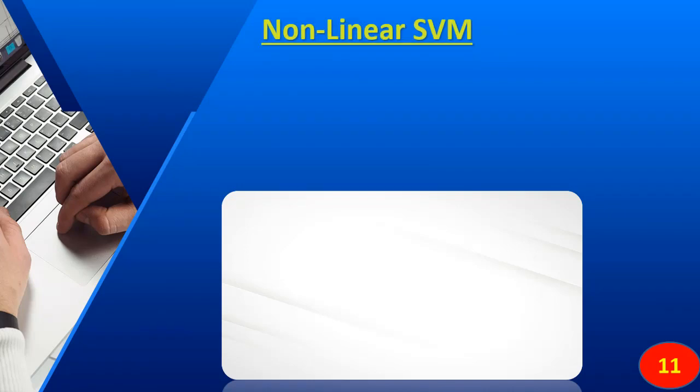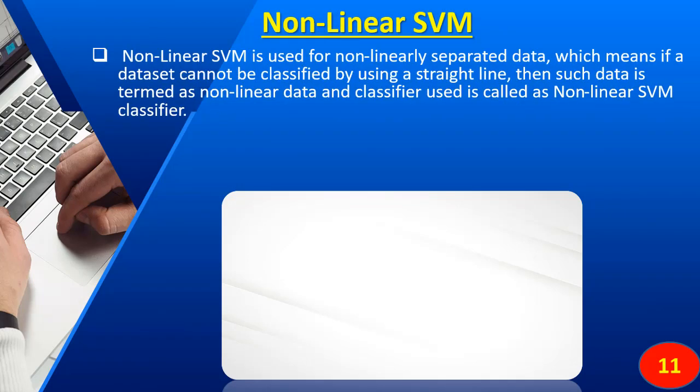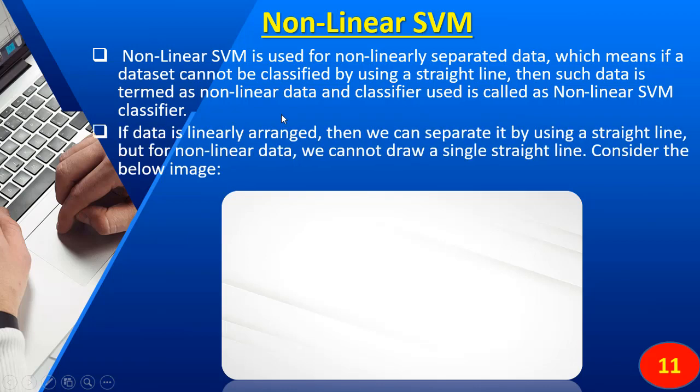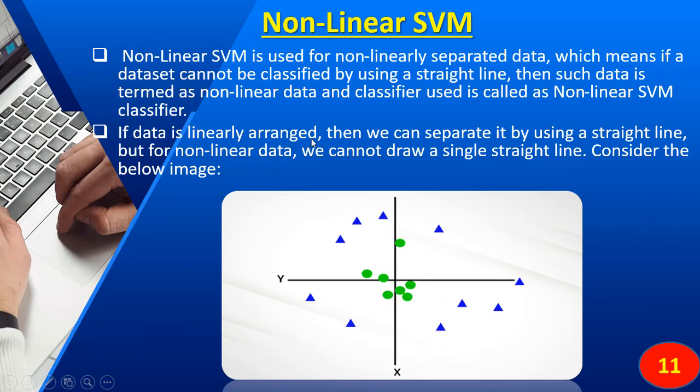Assalamu alaikum. I am Alamin. Nonlinear SVM. Nonlinear SVM is used for nonlinearly separated data, which means if a dataset cannot be classified by using a straight line, then such data is termed as nonlinear data, and the classifier used is called a nonlinear SVM classifier. If data is linearly arranged, we can separate it by using a straight line. But for nonlinear data, we cannot draw a single straight line. Consider the below image.